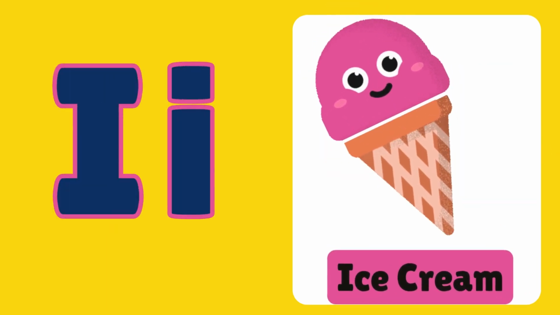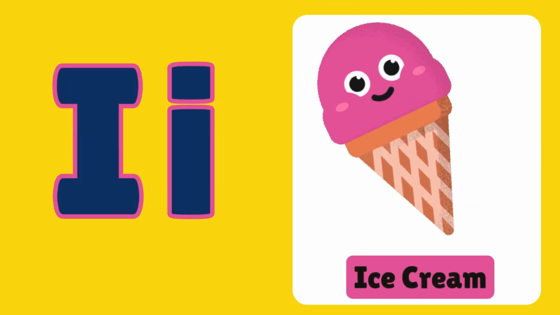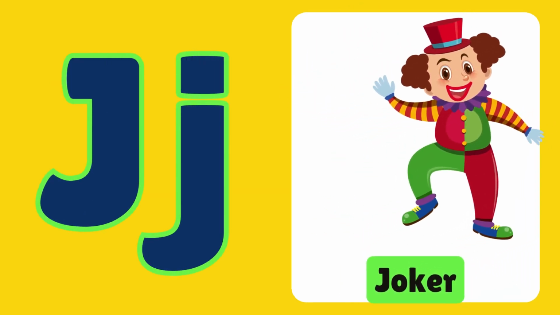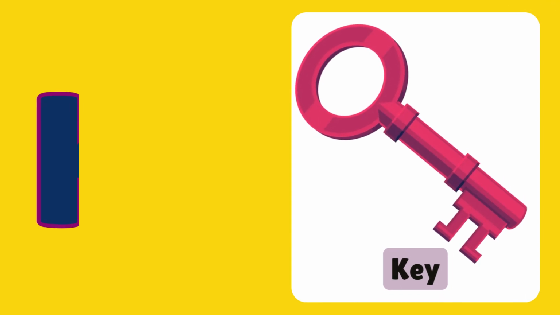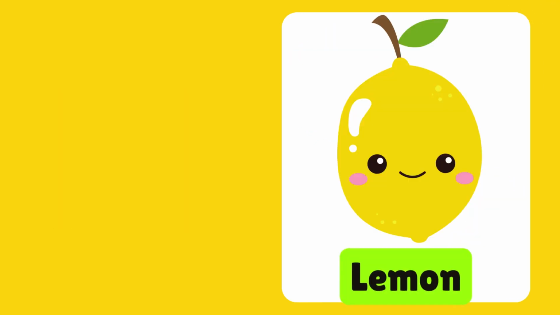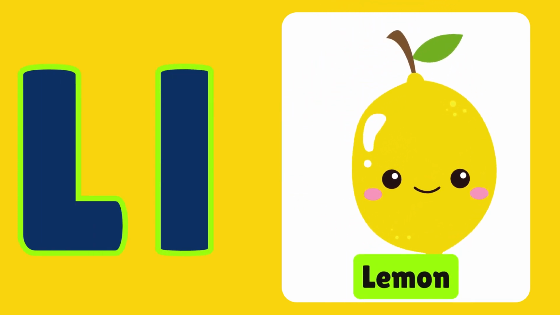I. I is for ice cream. J. J is for joker. K. K is for key. L. L is for lemon.